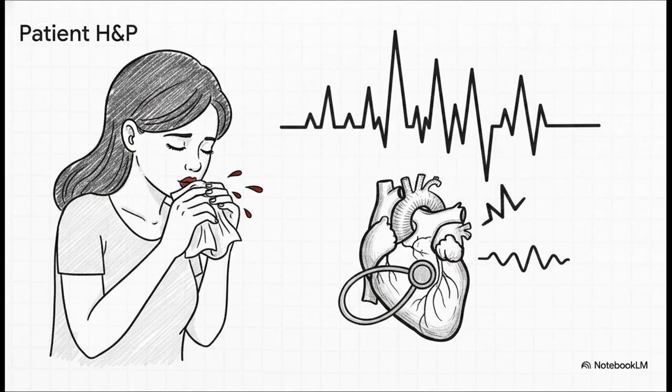Her pulse is irregularly irregular. When we listen with the bell at the apex while she's lying in the left lateral decubitus position, we hear a loud S1, an opening snap shortly after S2, and a low-pitched mid-diastolic rumble with pre-systolic accentuation. She's also got a booming loud P2, which points straight to pulmonary hypertension.